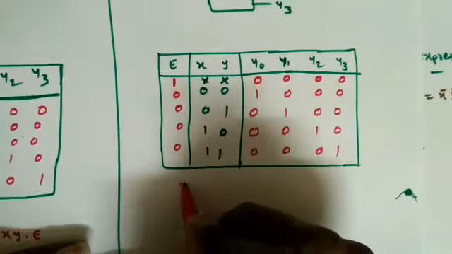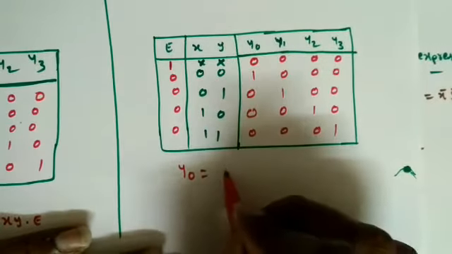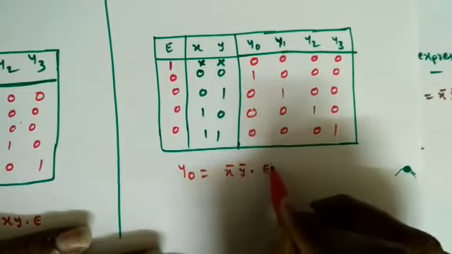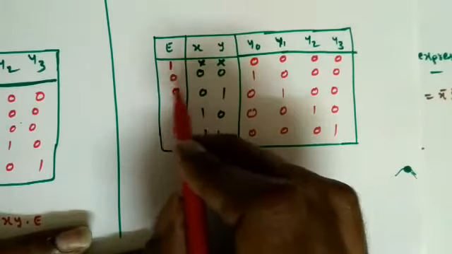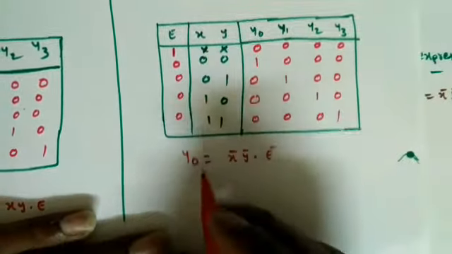Now if I write y naught here, y naught is equal to x bar y bar, but here e bar, right? Because this is 0, so how can I write 0? Simply e bar.